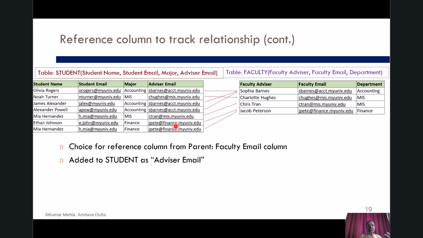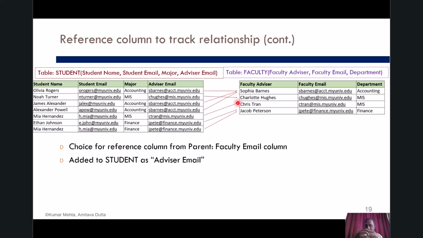Okay. So let's say I want to know who is the advisor for Noah Turner. I would look at Noah Turner's record, and I would see this email address over here, and I know that's my link to the parent. I follow that to the parent, and I ask, who is this particular advisor? So I look at C. Hughes. Where is C. Hughes? Here is C. Hughes. And that's how I know that Charlotte Hughes is the advisor for Noah Turner. So this is the technical implementation of this arrow that you see. This reference column that you see is the way of connecting.